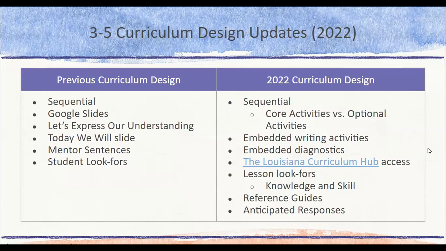Overall, the ELA Guidebooks 3-5 2022 is still a knowledge building curriculum with text at the center. The big differences that you will notice are the addition of core and optional activities, incorporation of the writing revolution, and the embedded assessments. Today, our overall focus is on supporting teachers with selecting and implementing core and optional activities. Before diving into the core and optional activities, we will first explore the curriculum's writing integration and updated assessment design.